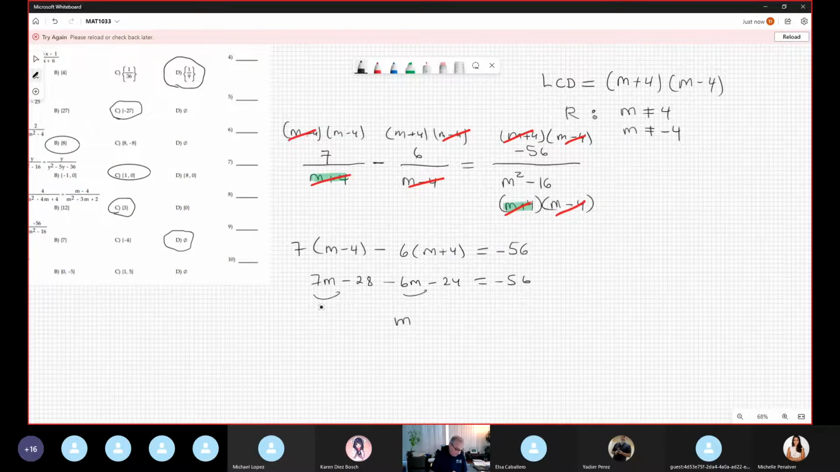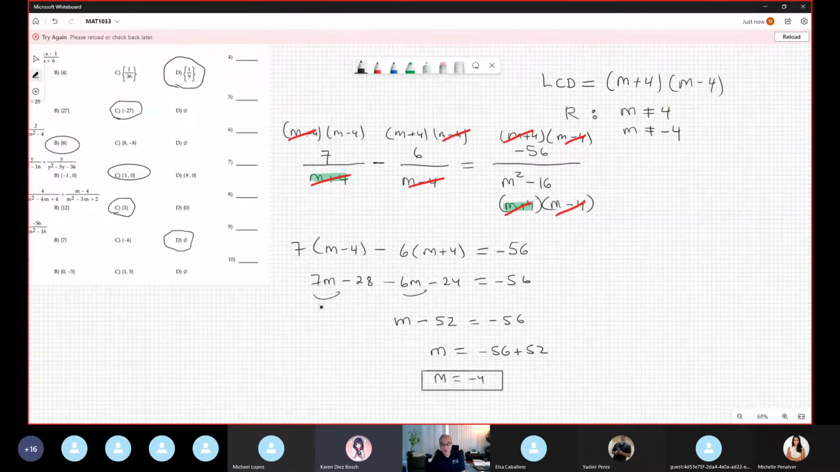And 28 plus 24, because it's negative both, is 52. Minus 52 is equal to minus 56. Therefore, my m is equal to minus 56 plus 52, which is negative 4. Wow, and negative 4 is coincident with one restriction. Therefore, we have no solution in this problem.